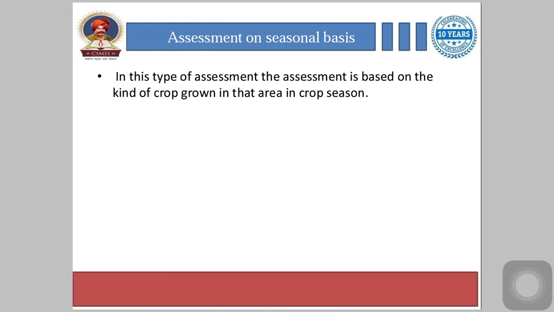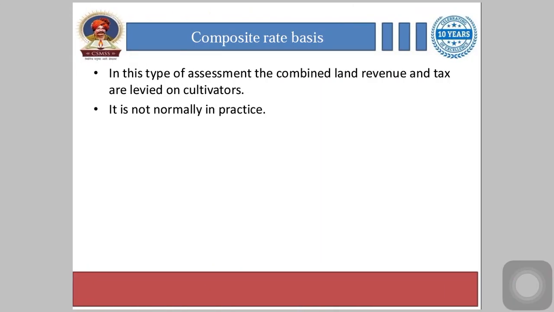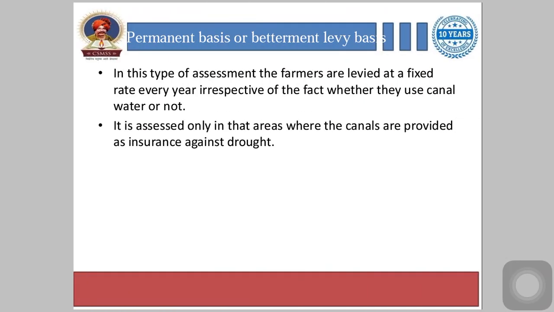All the canal irrigated lands in India are assessed for water on the area basis and crop rate basis. So this type of assessment encourages intensive irrigation rather than extensive irrigation. In this type of assessment, the assessment is based on the kind of crop grown in that area in the crop season. Next is the composite rate basis.